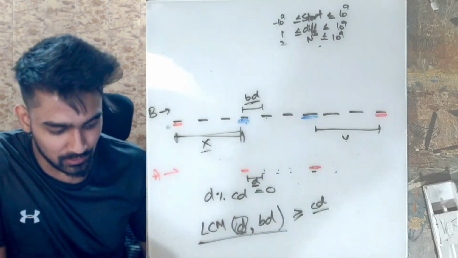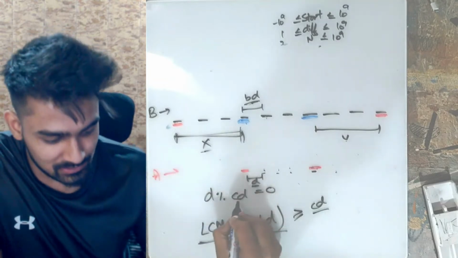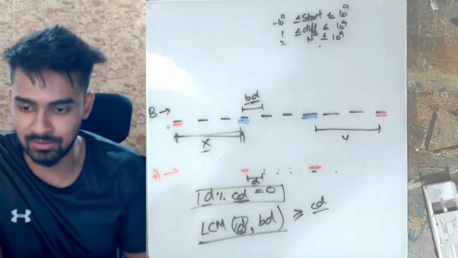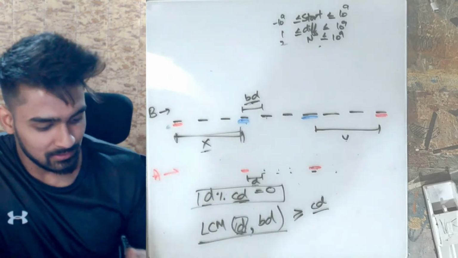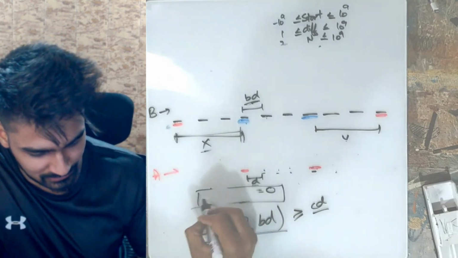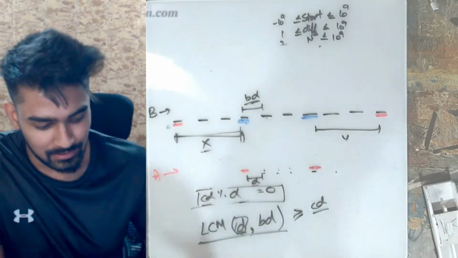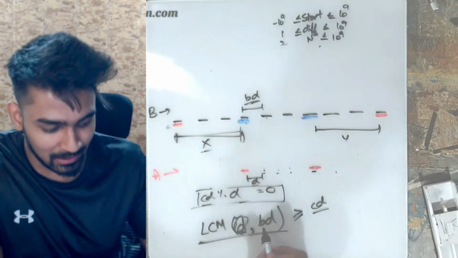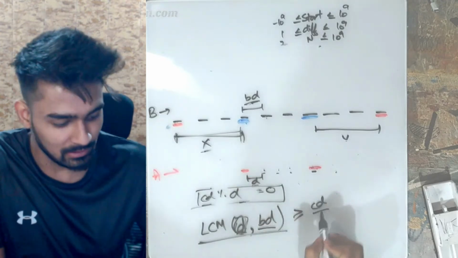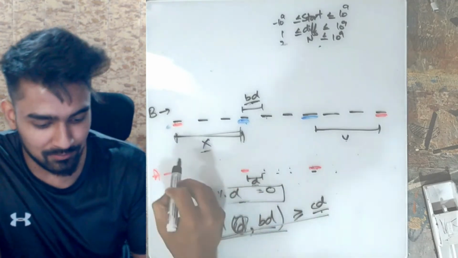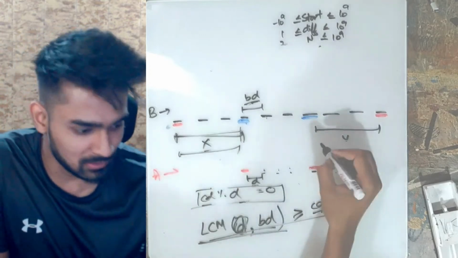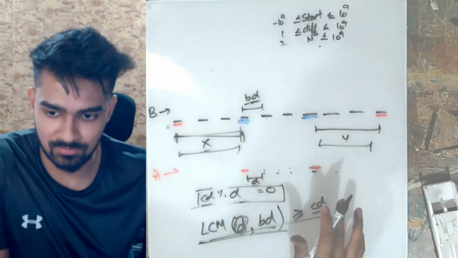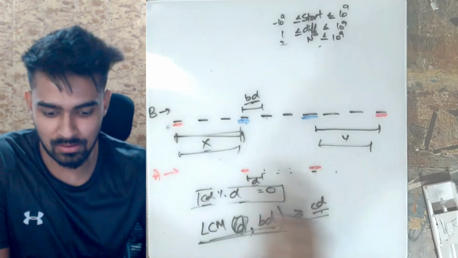Okay. So what you need to do is first find all the divisors of CD, because the first condition is that D should be a divisor of CD. Okay. Then for every divisor, you check if the LCM of that divisor and BD is greater than or equal to CD. If it is, then find how many values can you fit in the left side, how many values can you fit in the right side, and then multiply them, and that is the answer. That's it. That is how you have to solve this problem.